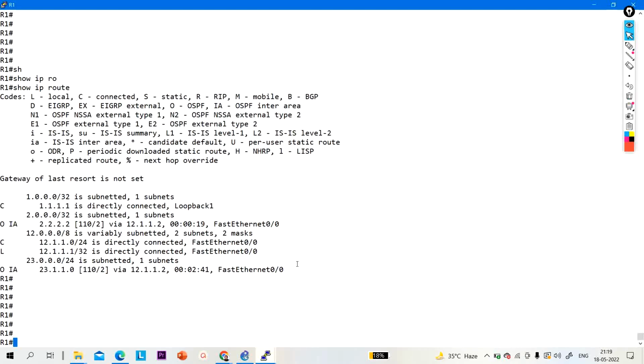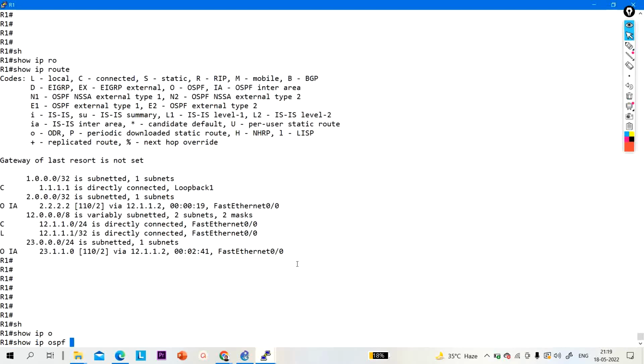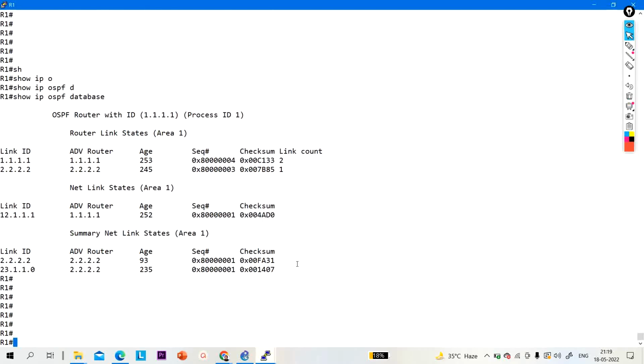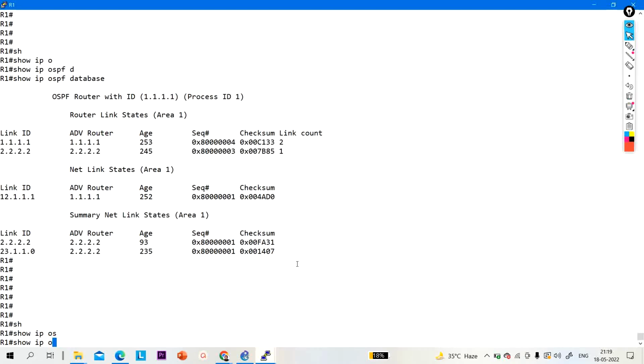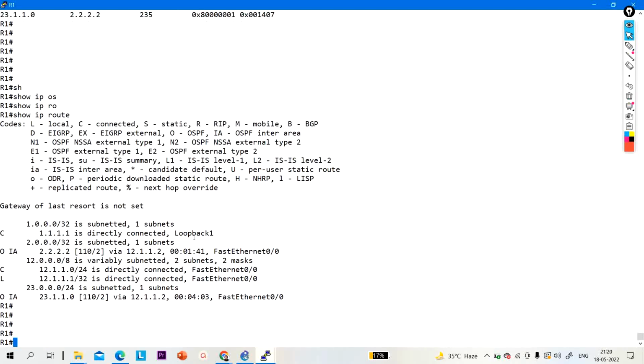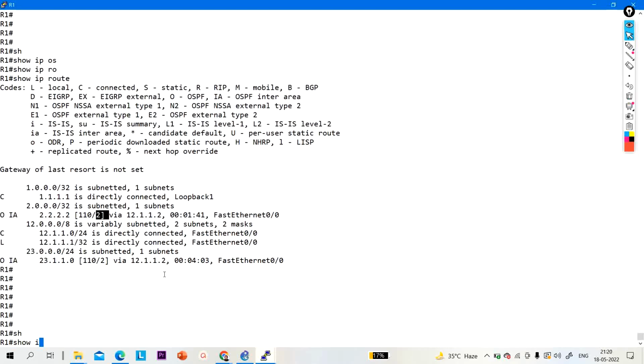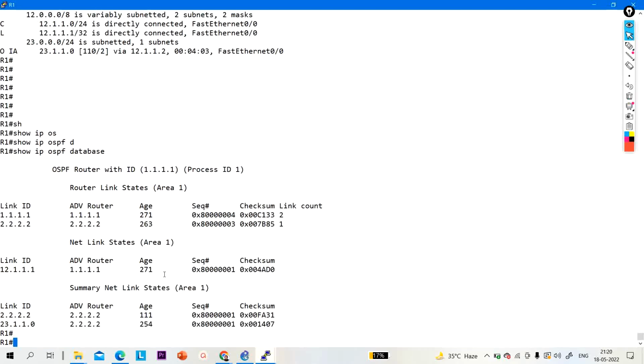right? So show ip ospf database. And metric, so show ip route. What is the metric for this network? Metric is 2. Let me show you the database. So show ip ospf database.